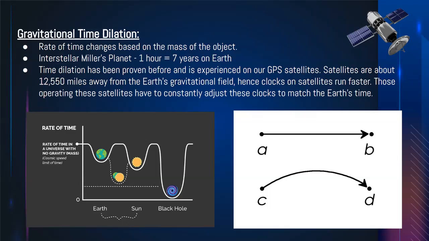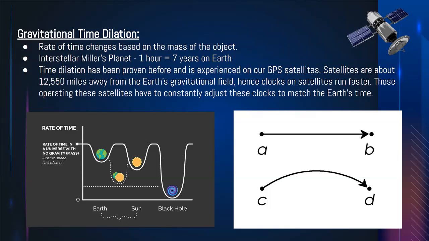And that's actually a true thing, gravitational time dilation. Basically, the rate of time changes based on the mass of the object. As you can look at the diagram below, you can see the Earth, the Sun, and a black hole. Each of these objects has a very drastically different mass, and thus the time that each of them experiences is different.